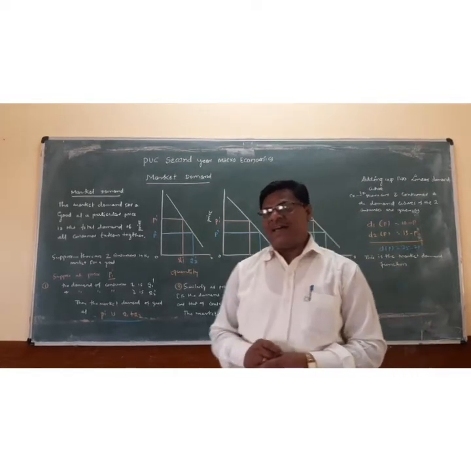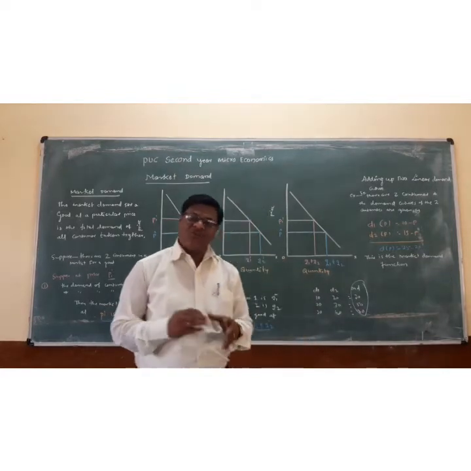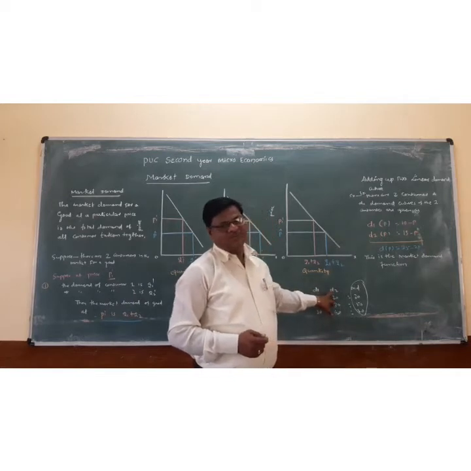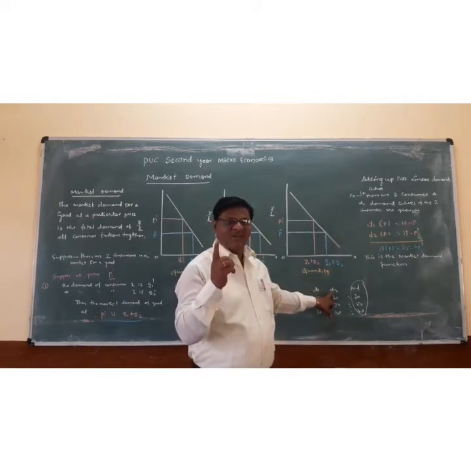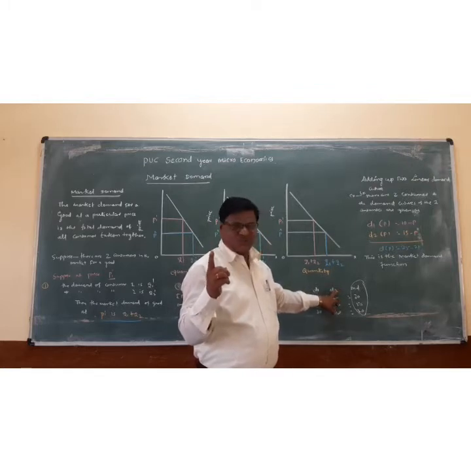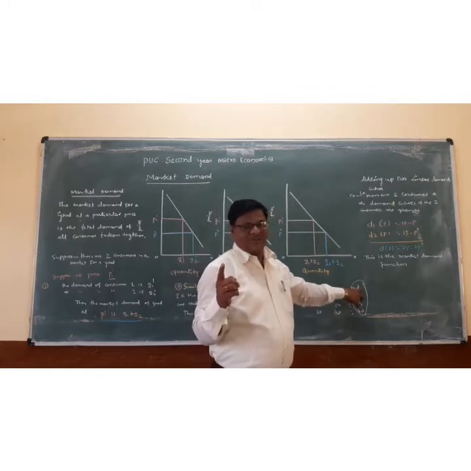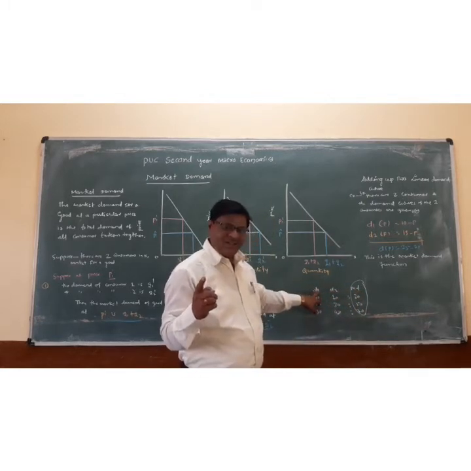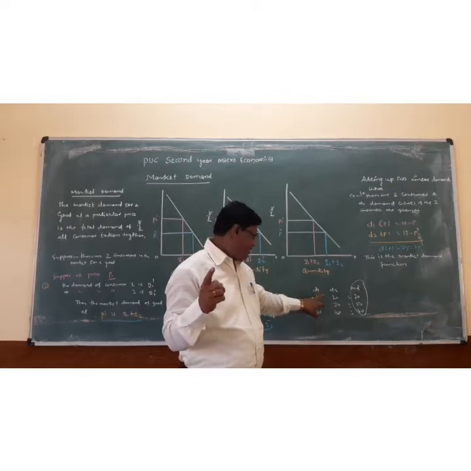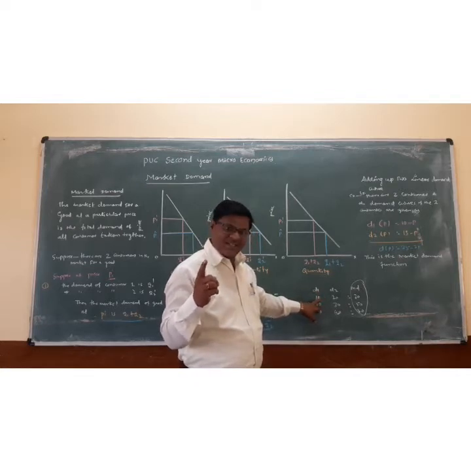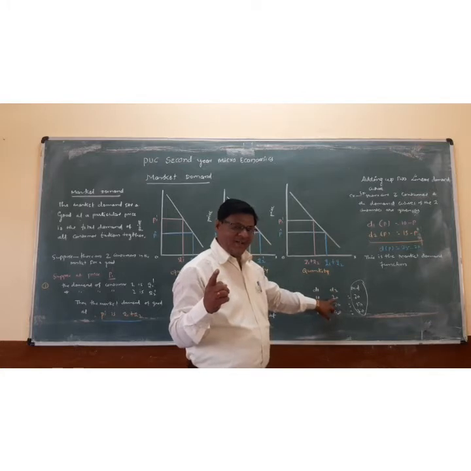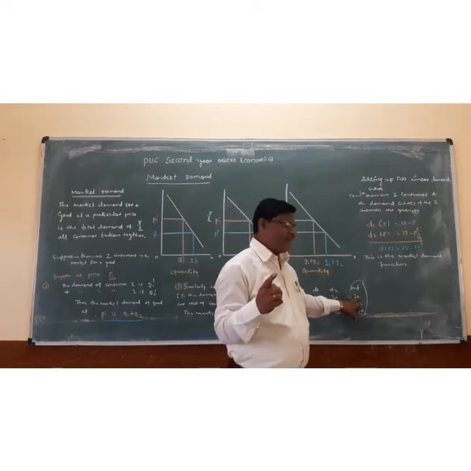Let me give another example of how to find the market demand. There are D1, the demand of consumer 1, and D2, the demand of consumer 2, and here is the market demand. The quantity demanded by consumer 1 is 10 and by consumer 2 is 20. 20 plus 10 is equal to 30. It is the market demand.